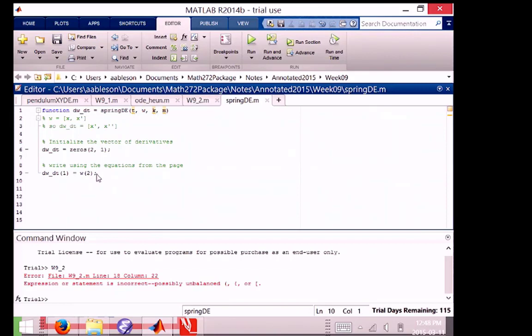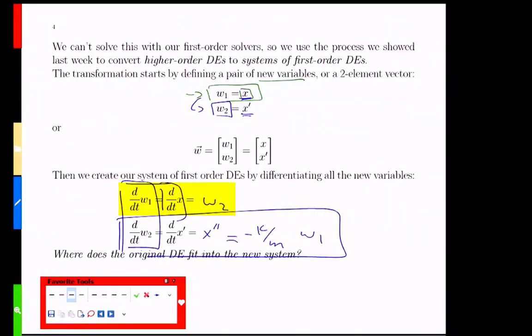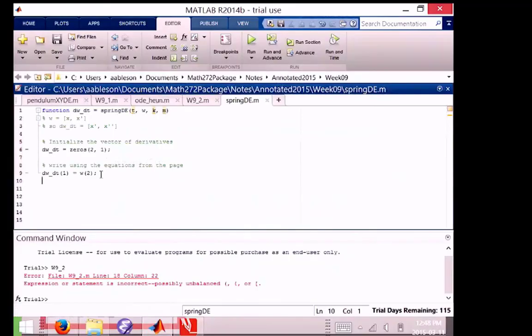So that comes exactly from this, only in MATLAB-ese. The derivative of W1 is W2. Bracket 1, bracket 2 to make it elements of a vector. The second one is the second element of our derivative, which is the derivative of the second W, is minus k over m times W1. That is it. Copying the math, recognizing that subscript 1 usually means the first element, subscript 2 means the second. That's what we get for our differential equation.